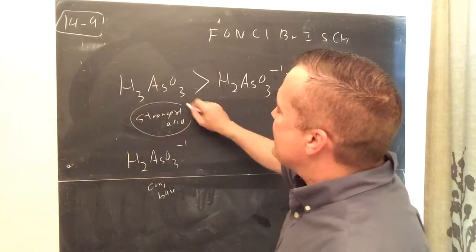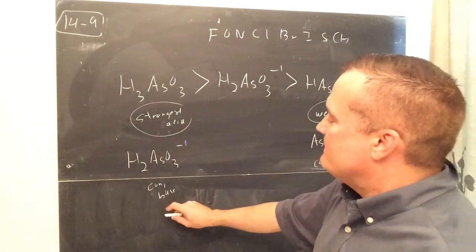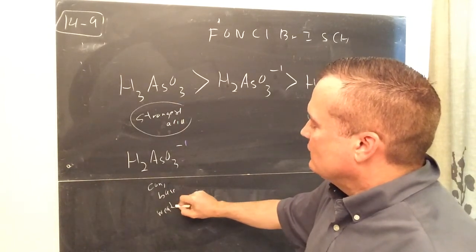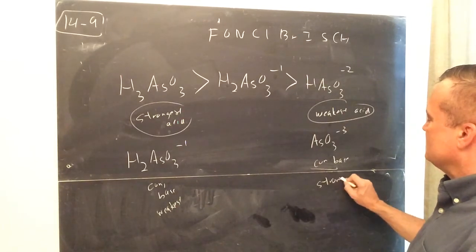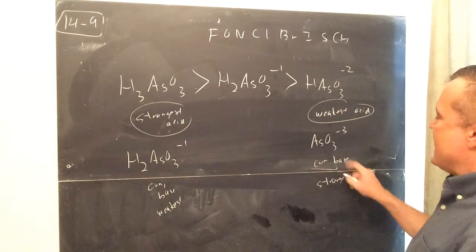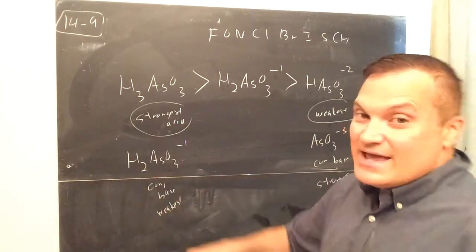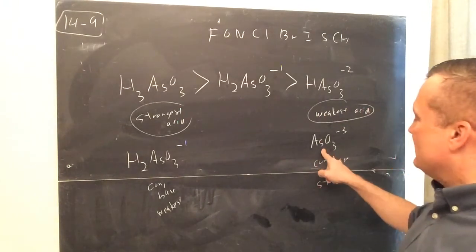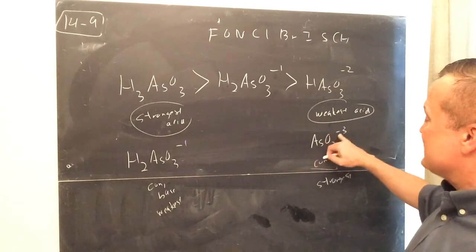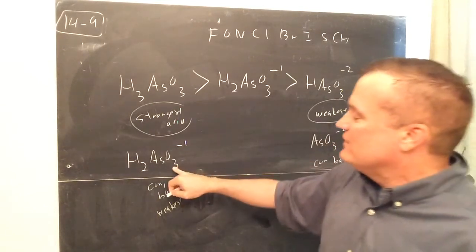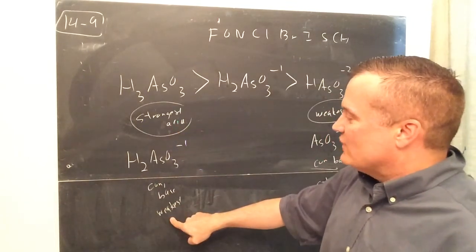So think about this. The strongest acid, the conjugate base will be weakest, but this conjugate base will be the strongest. So in other words, AsO3 -3 is a stronger base than H2AsO3 -1. You would think that too, because if you put that in water, -3, wow, it's going to grab an H really, really quick. It doesn't want to be AsO3 -3. It's going to grab an H. That one, it's not going to grab it as strong. So a strong acid will have the weakest conjugate base.